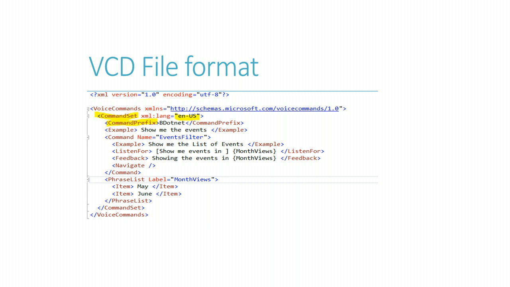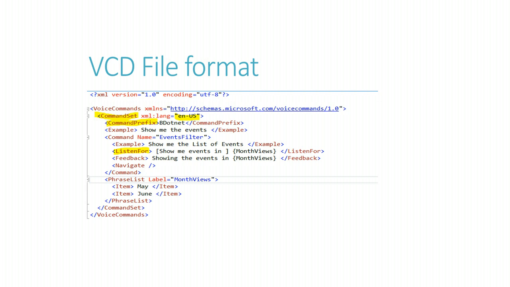Next we have the listen for. That's the next important command or a tag. This is the text for which the speech recognizer should listen when matching the user spoken commands. You can have up to 10 listen for tags within each command.